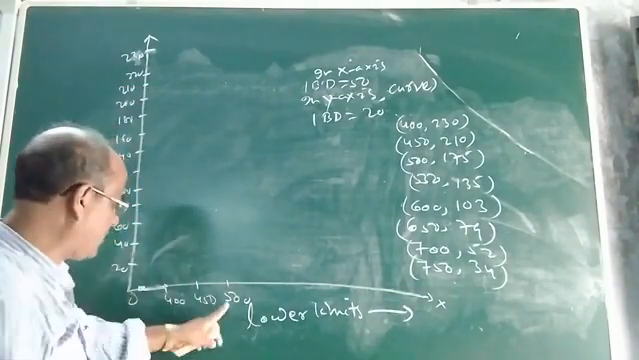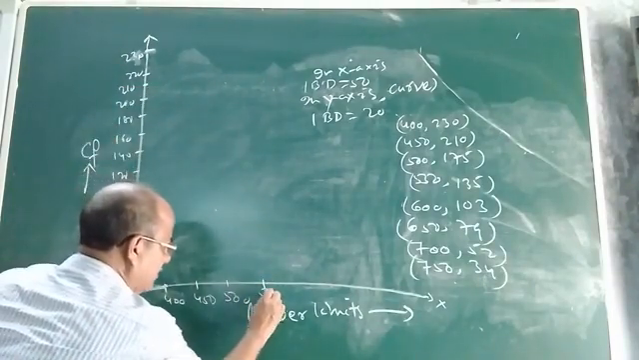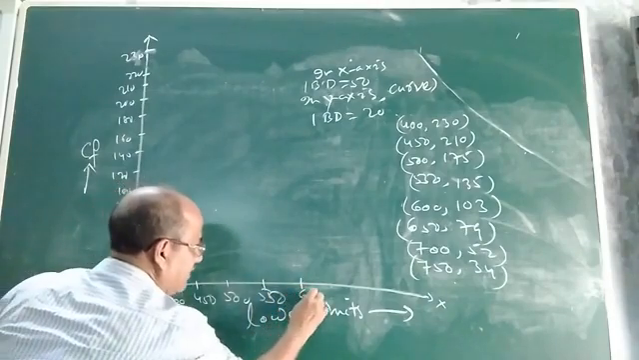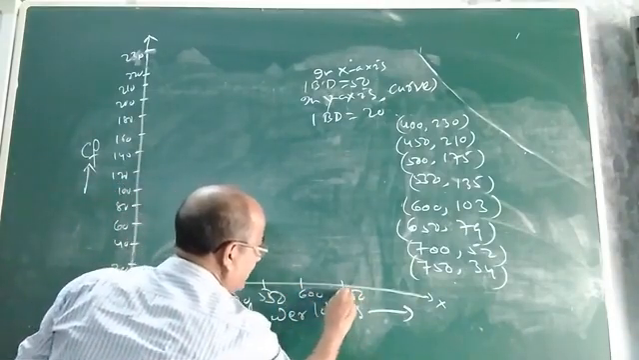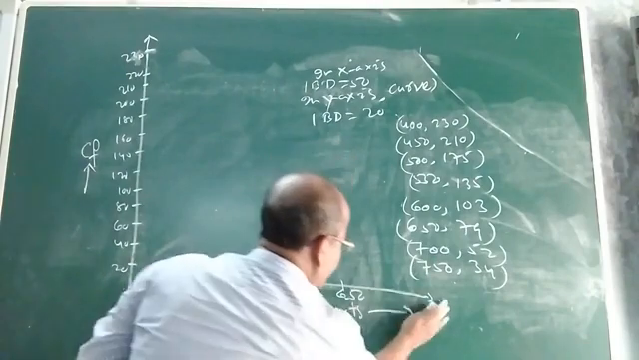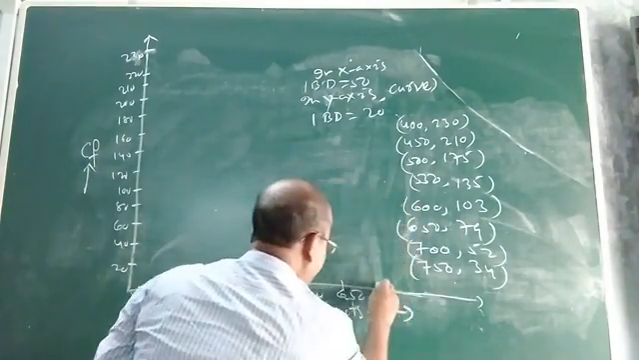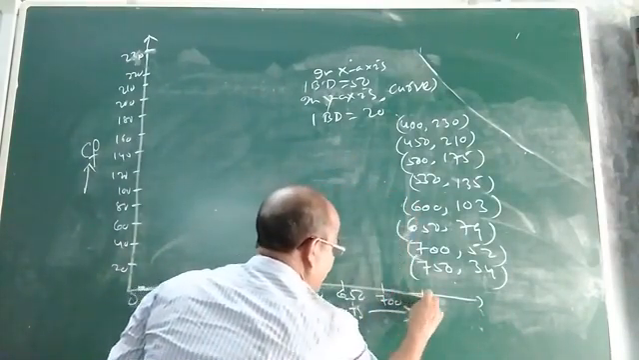Okay. So 400, 550, 600, 650, like you see, 700, 750.